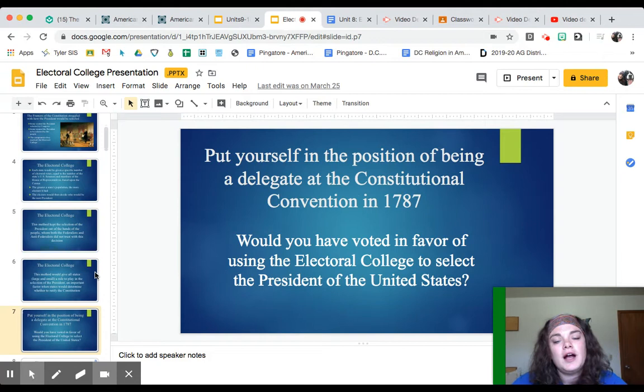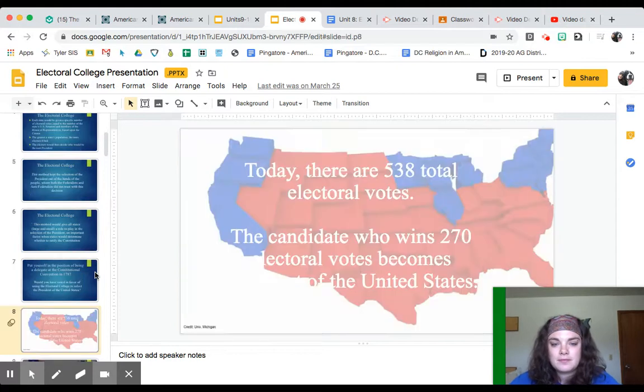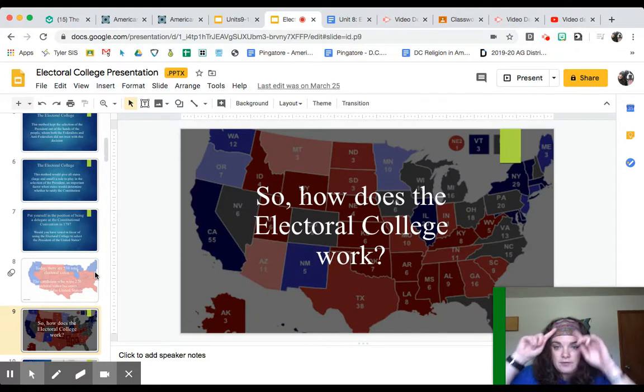So at this juncture, it's interesting to think about, do you think this is a good process so far? If you were a delegate at the Constitutional Convention, would you have voted for this? So the way it works today, there are 538 total electoral votes. That means that a candidate needs 270 of that 538 in order to be elected president. So that is kind of the fast and dirty version of why it exists. Now we're going to talk a little bit more in depth about how it works.